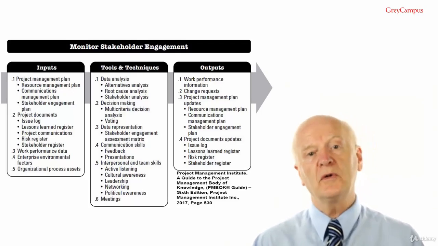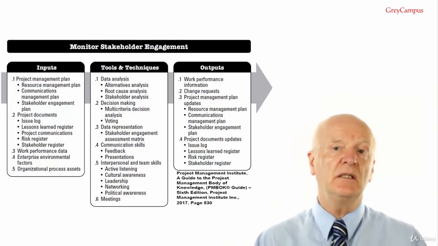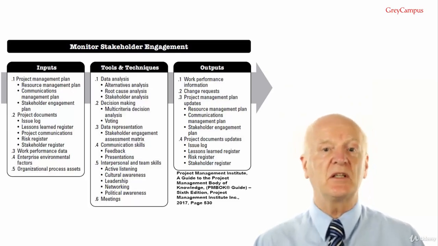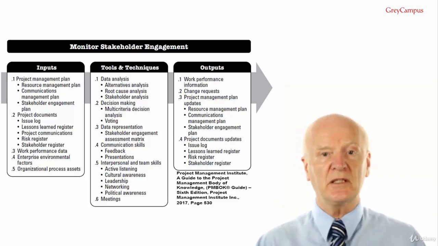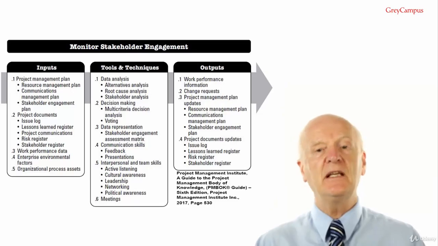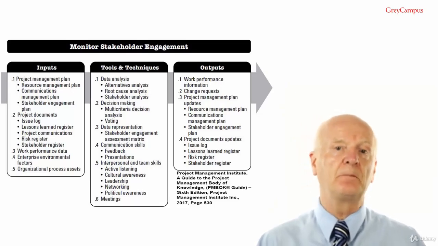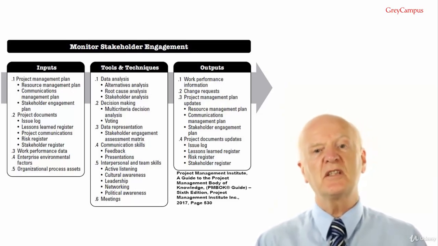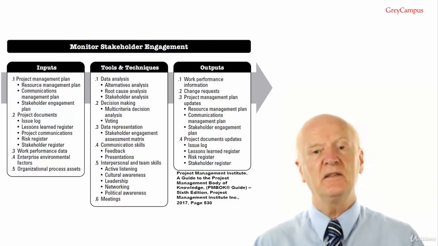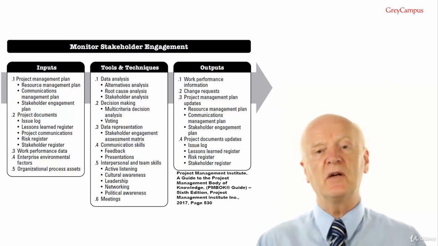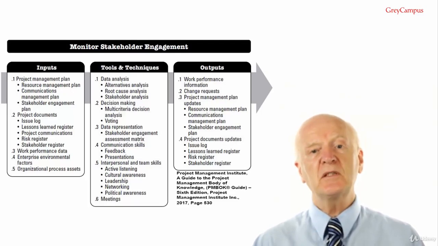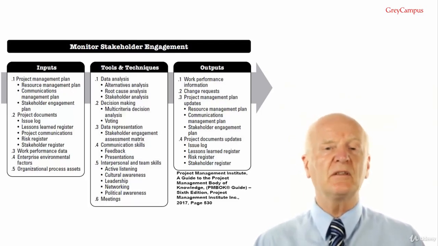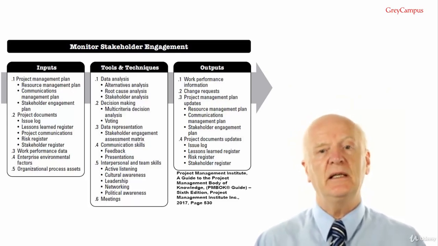Number 4, communication skills. The techniques that can be used for this process include feedback. This feedback is used to ensure that information to stakeholders has been received and is clearly understood. Presentations. Presentations provide clear information to stakeholders, and they're usually quite an immersive thing, and people are likely to get involved. And presentations usually work better if they're interactive, if people are actually allowed to ask questions.